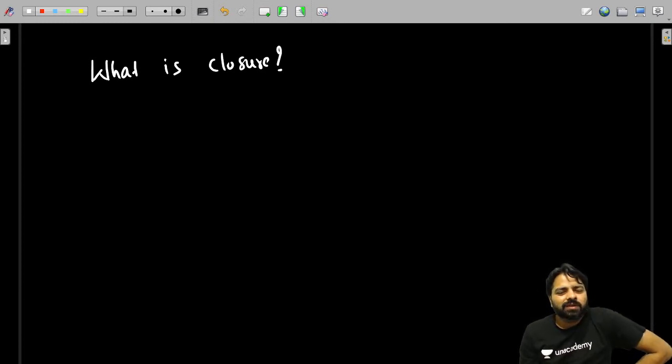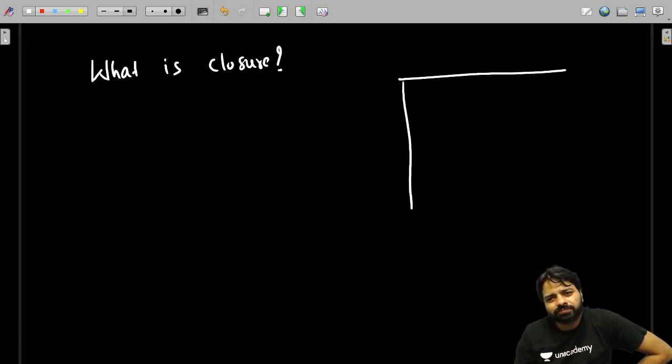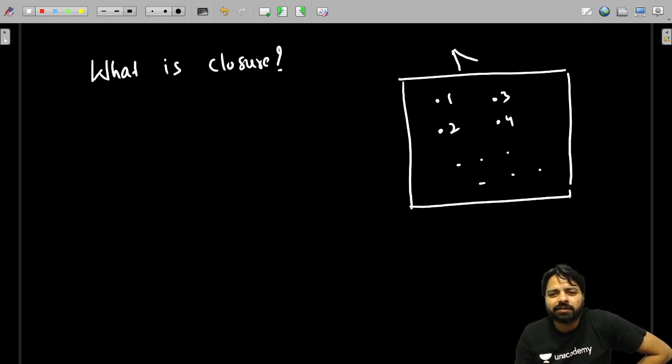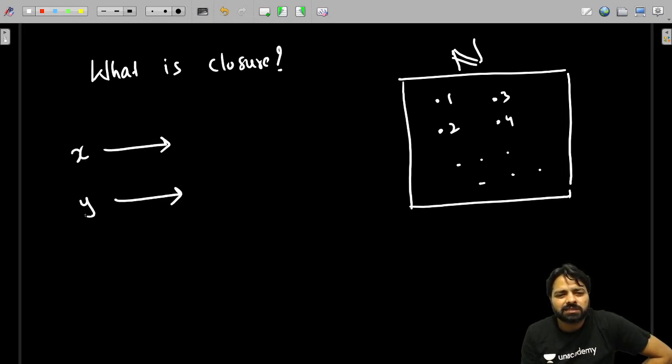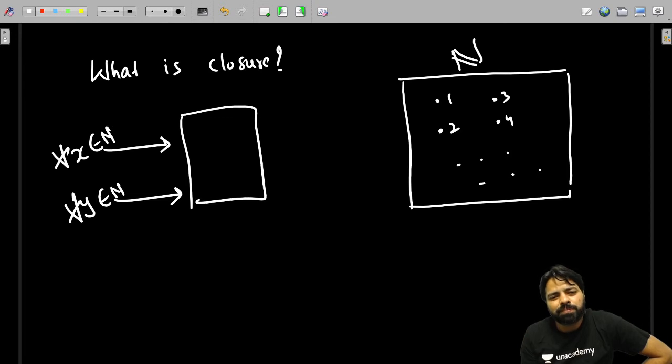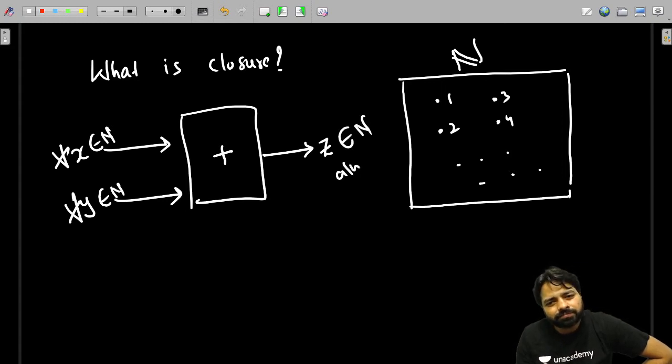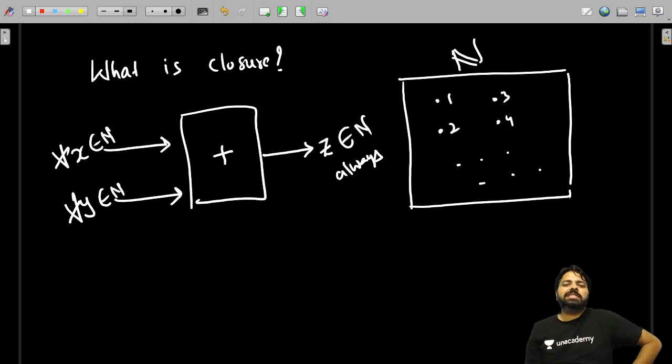What is closed? You look at natural numbers. This is N, and pick any two elements. x belongs to N, y belongs to N, not just one. I am talking about every element. When you apply the plus, the result, whatever you get, z, does it always belong to N? Then we say closed.